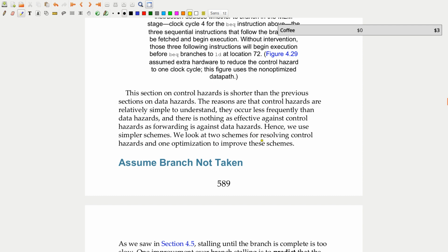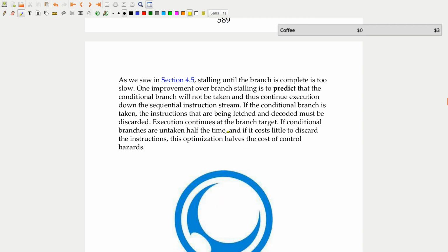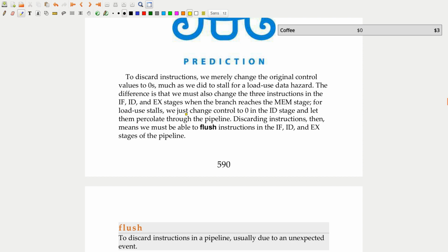So we look at 2 schemes for resolving control. We're going to assume the branch not taken scheme. One improvement over branch stalling is to predict a conditional branch will not be taken and thus continue execution down the sequential instruction stream. So we'll assume some naive instructions.